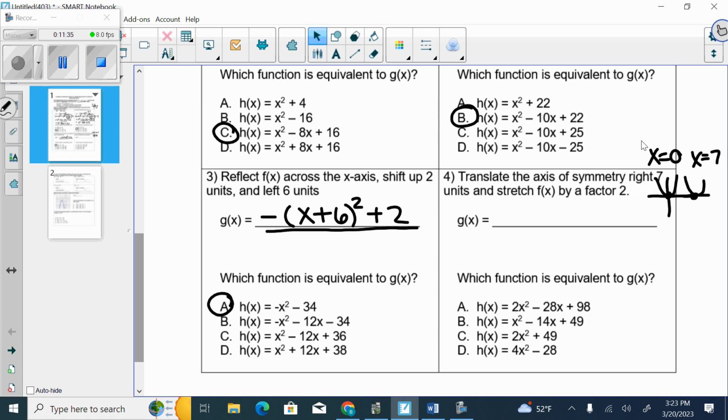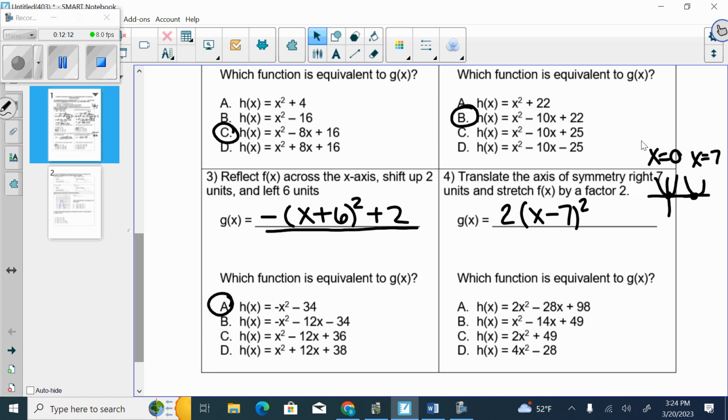Okay, so I'm going to put my stretching compression where in the equation? Where does that part go? At the end, in the middle, at the front? Front, yes, good. So it says it stretches by 2. Did this thing move left or right any? Yeah, so that part goes in parentheses. Is it going to be plus 7 or minus 7? Minus, right? Because it's always opposite of what we think. Does it say it went up or down any?